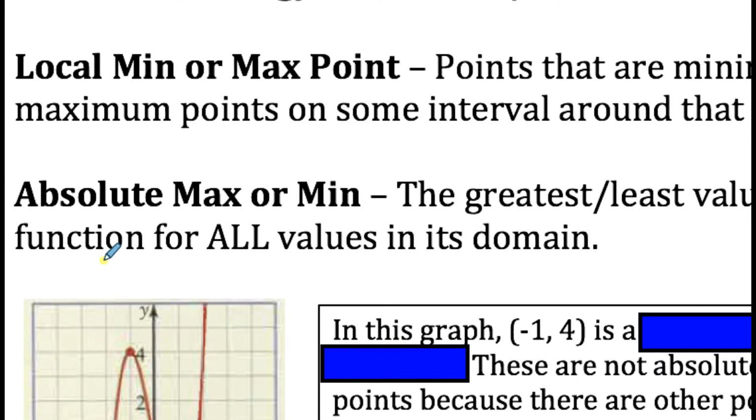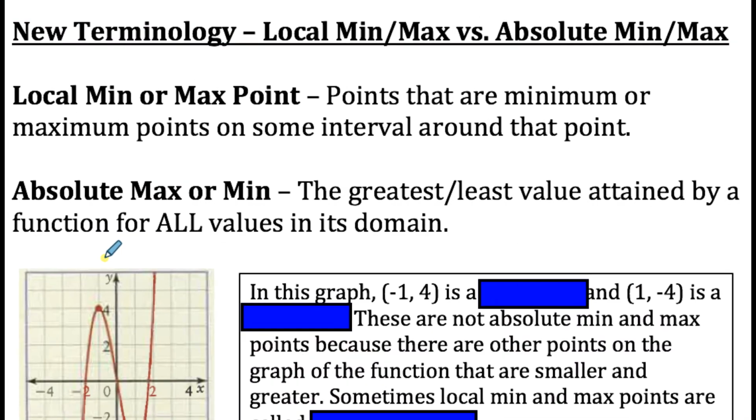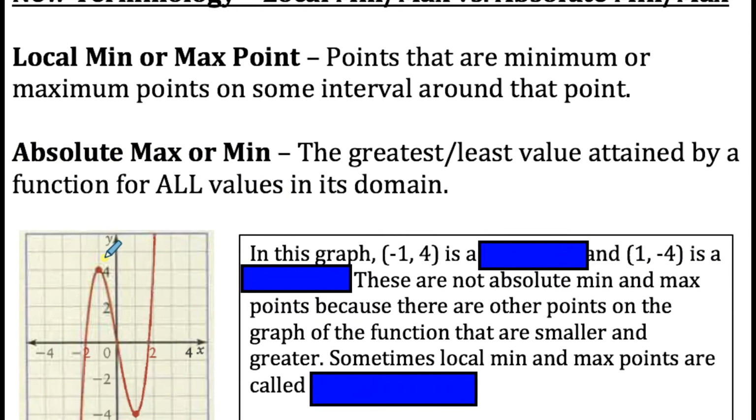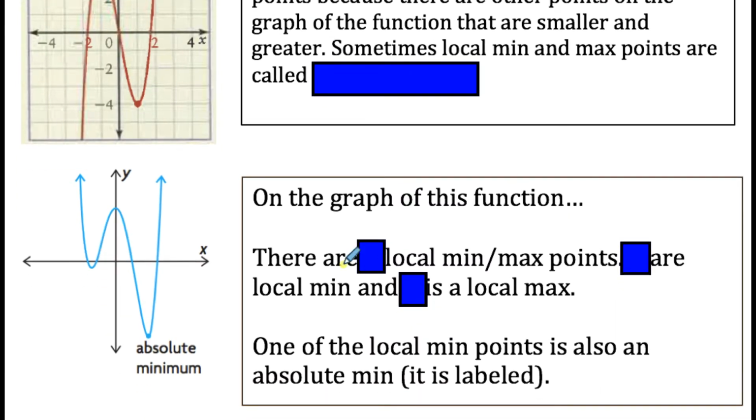Now, local min or max points could also be classified as absolute max or min points if they are the greatest or least value attained by a function for all values in its domain, not just around an interval around that point. So for example, if we look at this function down here, this is a local min, this is a local max, this is a local min. But this local min down here, this one right here, this is also an absolute min because not only is that the lowest point the function ever goes in, let's say, that interval, it's also the lowest point the function ever goes. The function is never below that point. So that point is a local min and an absolute min.